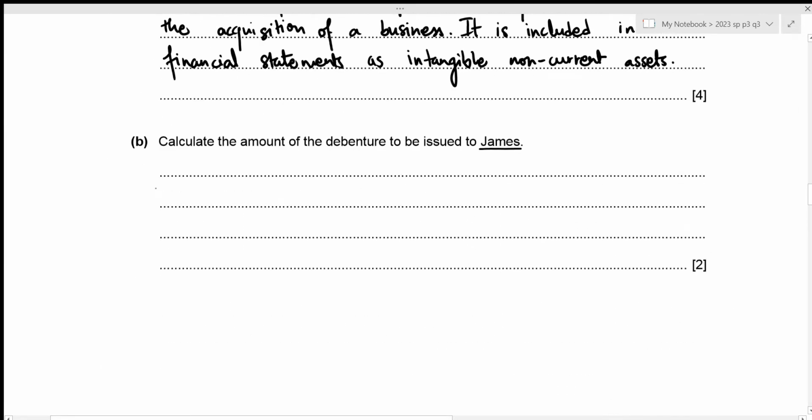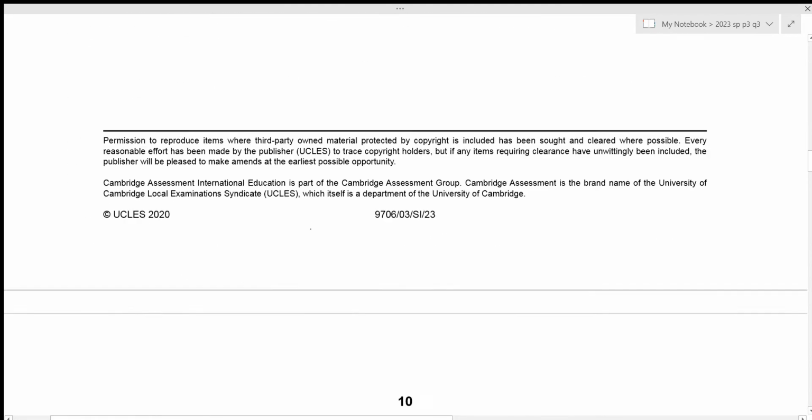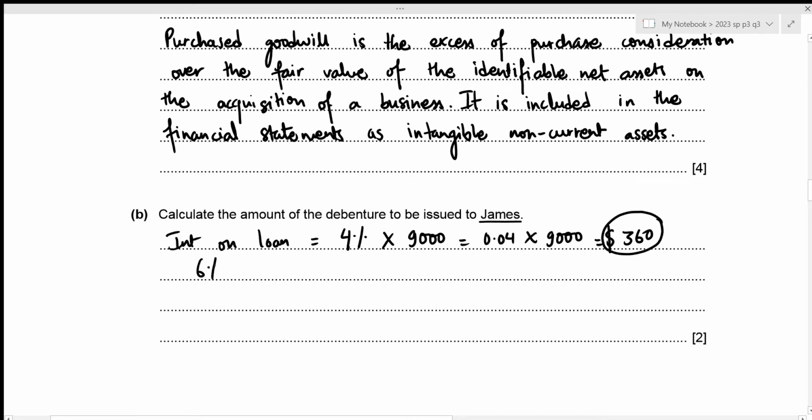We have our interest on loan to be 4% of the loan amount. So that's 4% times the loan amount of 9,000, which is 0.04 times 9,000, resulting in 360. Now we require the same income as the interest on the 6% debenture. So 6% times the debenture amount will give our interest of 360. Our debenture amount is just going to be 360 divided by 0.06. And this gives the amount of debenture to be issued to James as 6,000.